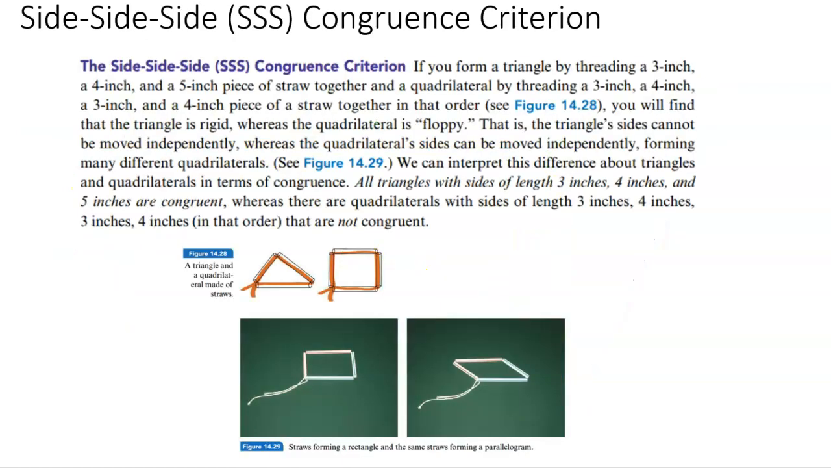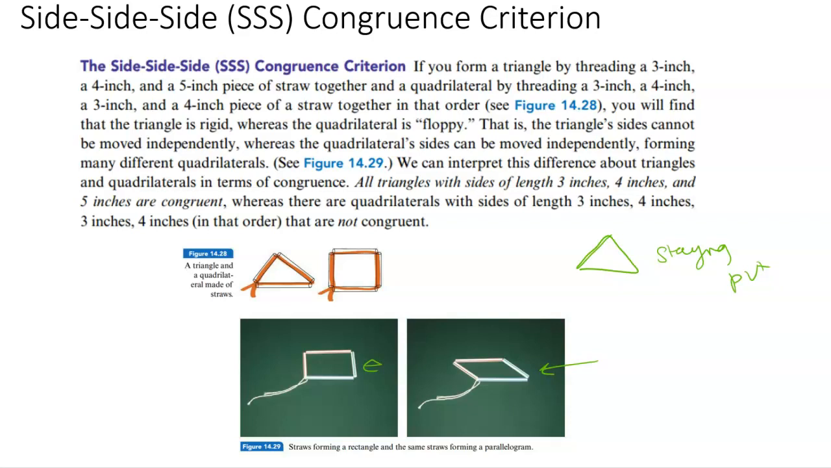So let's start with side, side, side. In the exploration, you formed a triangle by threading a 3-inch, 4-inch, and 5-inch straw together, and a quadrilateral, and you'll see that the triangle is rigid where the quadrilateral is floppy. If you didn't have a chance to do it, you can see here that with the quadrilateral, you can press it down and make it turn into all different kinds of quadrilaterals, whereas if you built that triangle, that thing is staying put. It's not changing. That's to say that the sides cannot be moved independently, but in the quadrilateral they can.